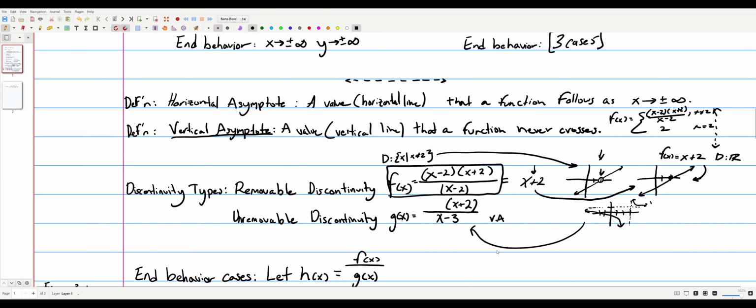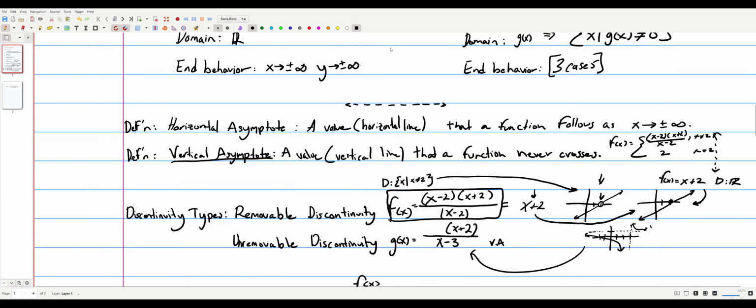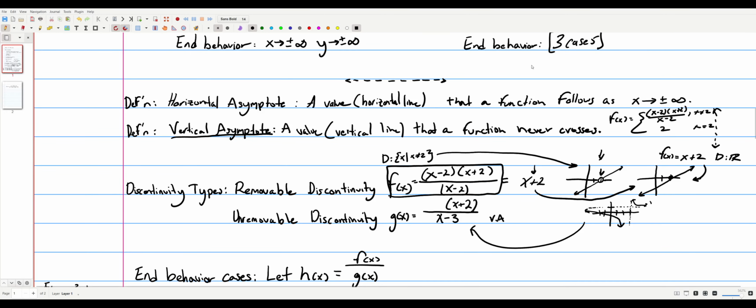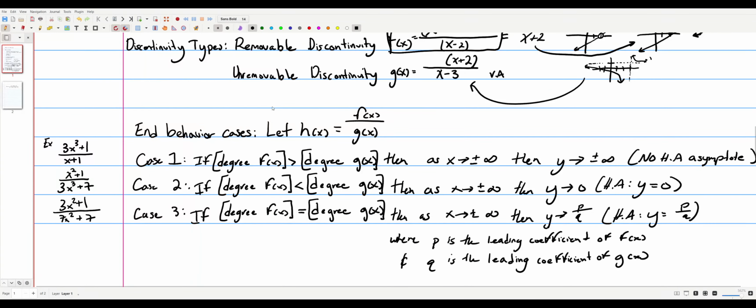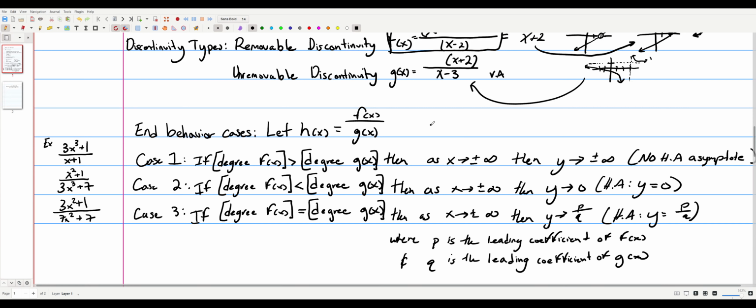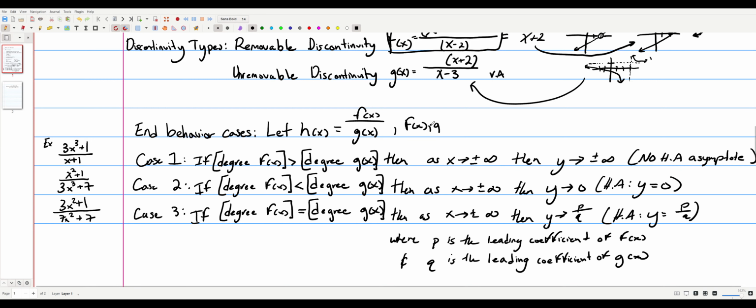But we're going to go through how to graph these things in the next lecture. And so we talked about the end behavior of rational functions being broken up into three different cases. So let's go ahead and talk about what the three different cases are. Okay, so the end behavior cases. So if h of x is equal to f of x over g of x, and here f of x and g of x are polynomials, so let me just go ahead and write that. f of x and g of x are polynomials.